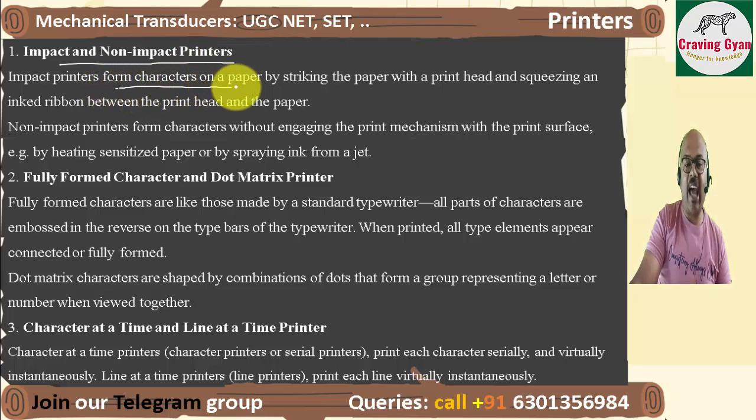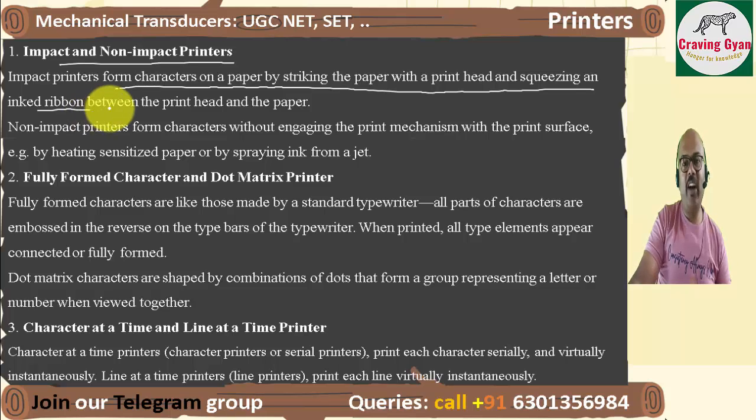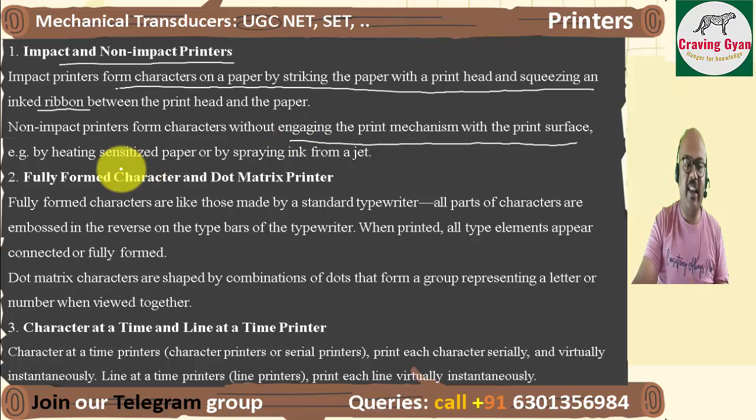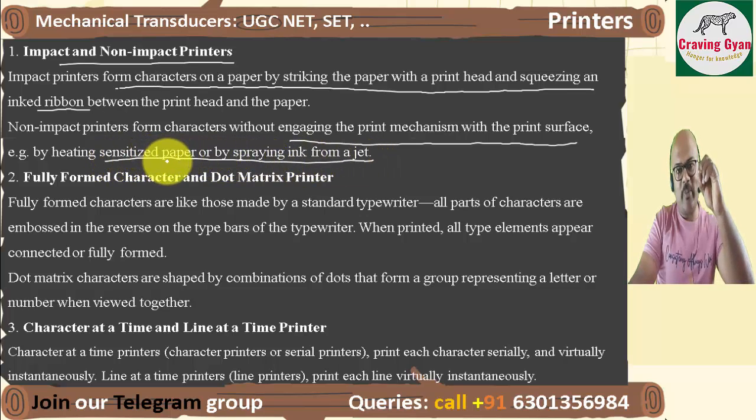Impact printers form characters on paper by striking the paper with a print head and squeezing it in with an inked ribbon. In olden days, you will be having that ribbon, right? Tuck, tuck, tuck, sound you will be getting more, right? That is an impact printer. But in the case of non-impact printer, without engaging the print mechanism, here the ink is sprayed, right? From a jet, right? So the ink is sprayed.